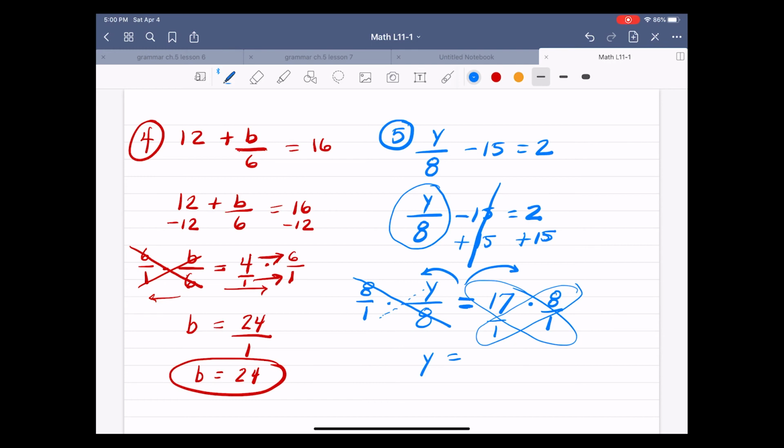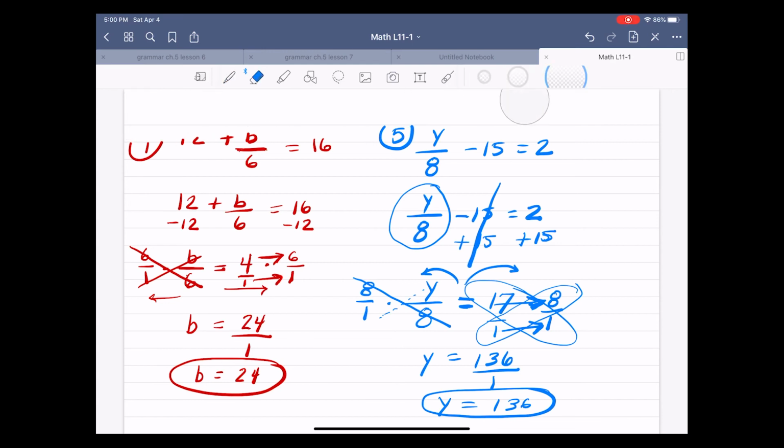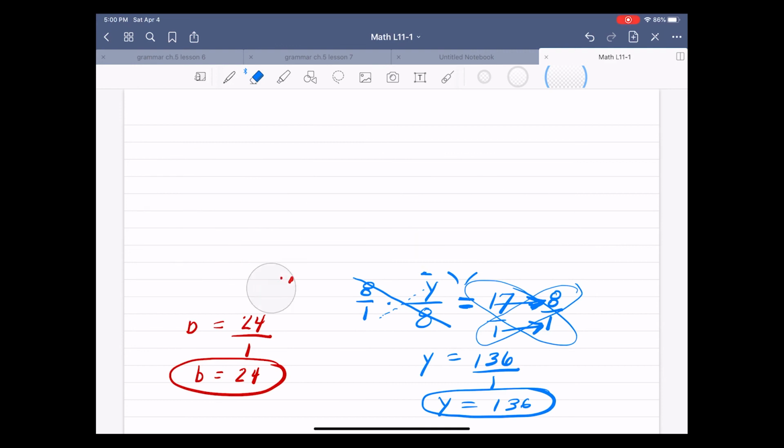$136. Y equals 136. And then straight across, 17 times 8 is 136. 1 times 1 is 1. Y equals 136. All right, we're trucking along. I'll erase and we'll go on to the next one.